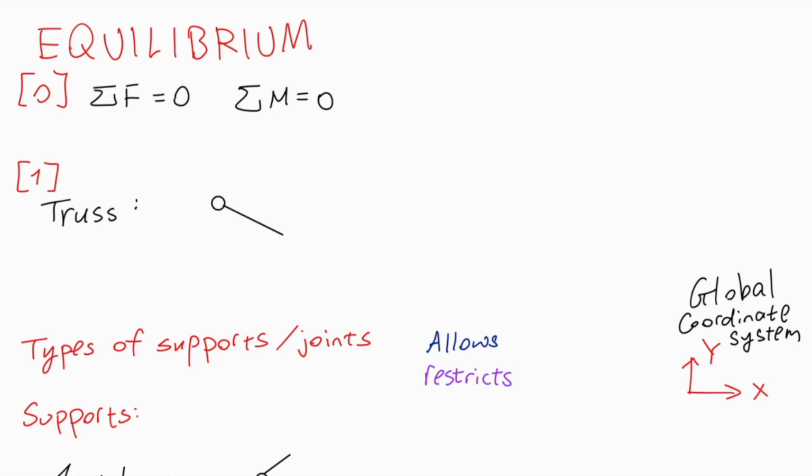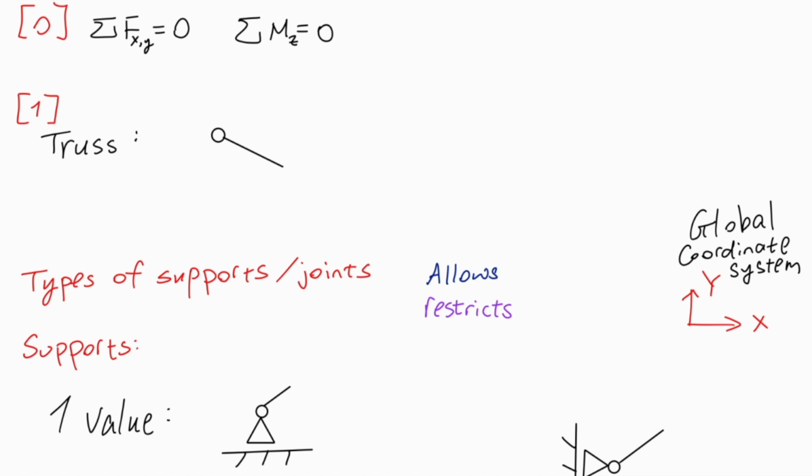And in 2D statics, the forces that concern us are the forces in the x direction and the y direction, and the sum of moments in the z direction. The first element we will encounter in mechanics is known as a truss, and a truss is usually indicated by a symbol like this.